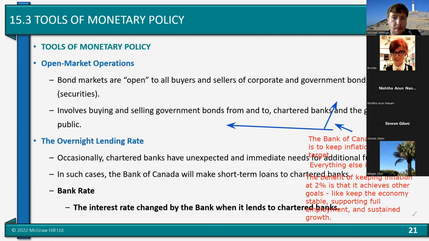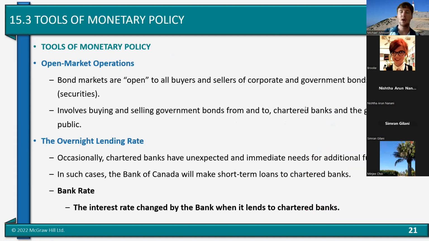Here are the tools of monetary policy. Bond markets are open to all buyers and sellers of corporate and government bonds and securities. This involves buying and selling government bonds from and to chartered banks and the general public. The overnight lending rate: occasionally, chartered banks have unexpected and immediate needs for additional funds. In such cases, the Bank of Canada will make short-term loans to chartered banks. Bank rate is the interest rate charged by the bank when it lends to chartered banks.